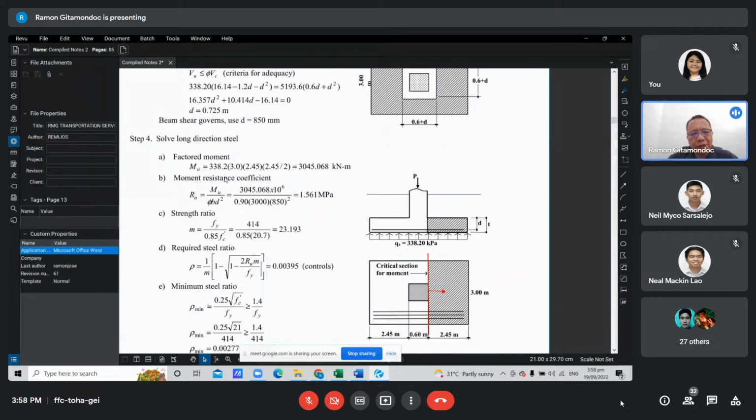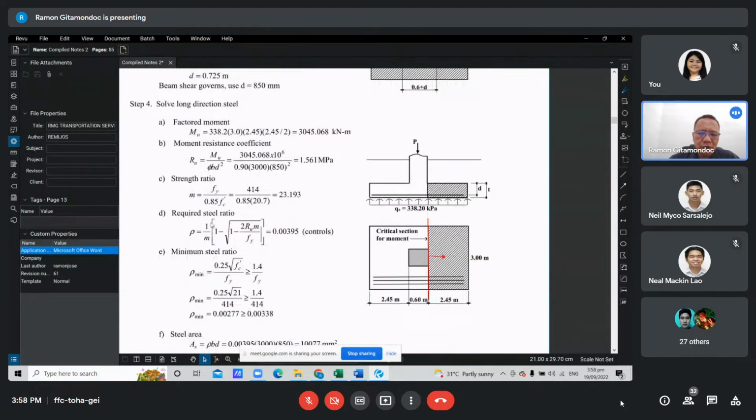Then once you have the moment, the width and the effective depth, you can compute the steel reinforcement. These are the formulas we get from reinforced concrete design. Ru equals Mu over phi b d squared, where m is fy over 0.85 f'c. The required steel ratio rho is 1 over m times the quantity 1 minus the square root of 1 minus 2 Ru m over fy. If we substitute values, we get 0.00395.